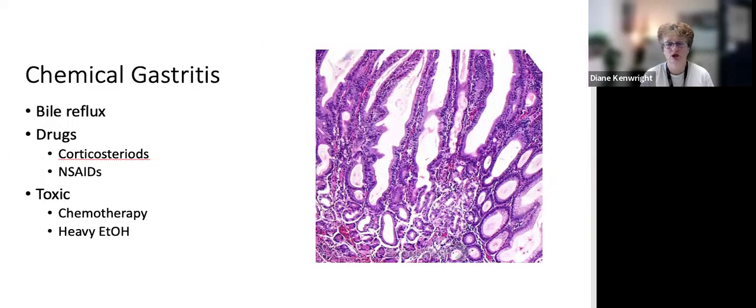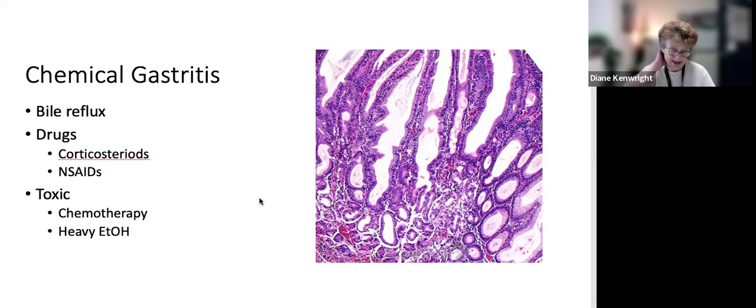So what is chemical gastritis? Chemical gastritis, also known as reflux gastritis or reflux gastropathy, is where bile salts reflux back from the duodenum into the stomach and damage the antrum. It can also be due to some other things like alcohol, corticosteroids, some chemotherapy. What happens is we get hyperplasia of the superficial foveolar parts of the duct.